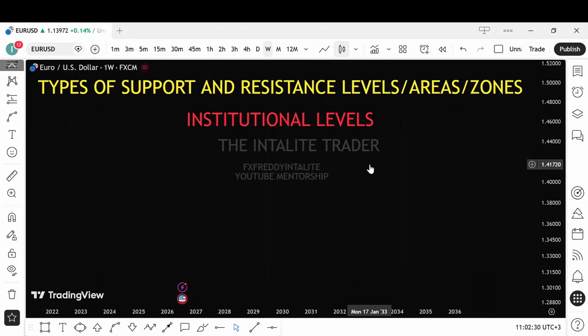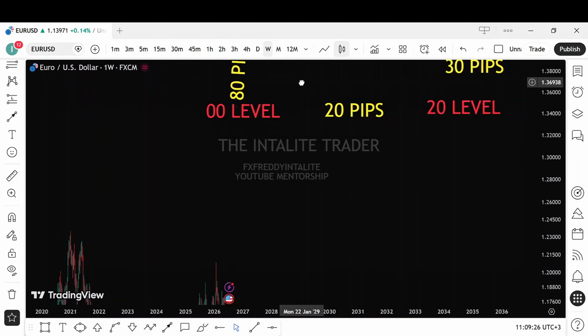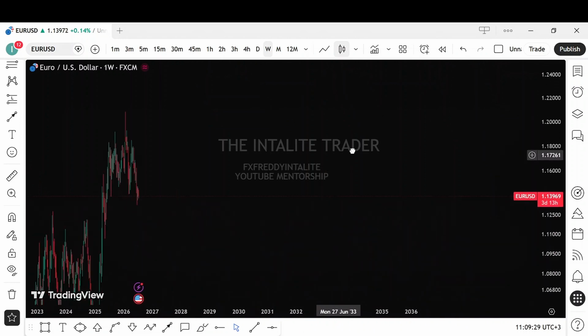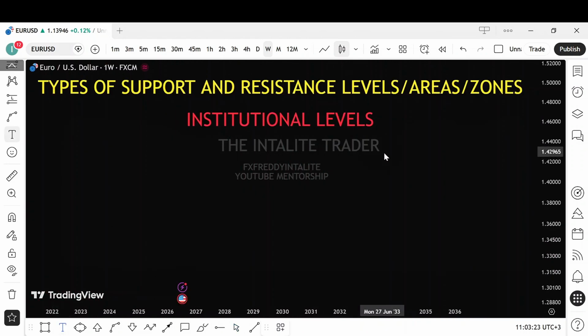Now, another type of support and resistance is what we call the institutional levels. Now, these institutional levels are price levels where the institutions open and close their positions. So when we are trading, the banks and other big institutions tend to look at these levels to open and close their positions. And how do we come up with these levels? So these are the institutional levels.